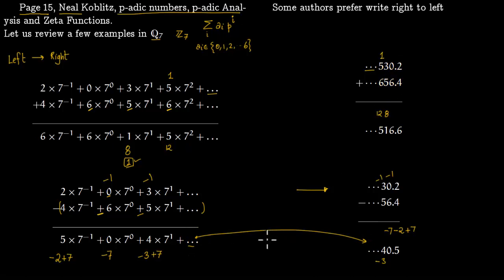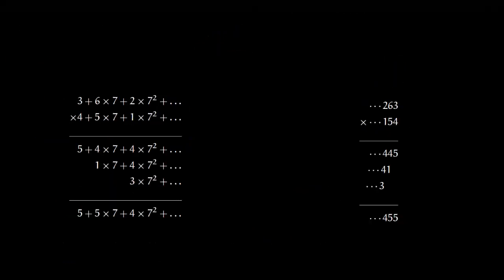So now let us see a multiplication. There are two numbers and we have to multiply them. Again, start with here 4, so we are going from left to right.